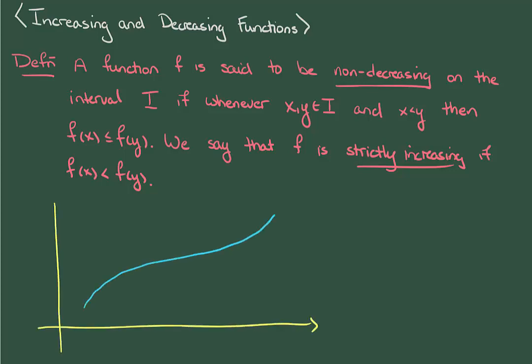Graphically, this is fairly intuitive. Strictly increasing functions are getting bigger as our values get bigger. Non-decreasing functions are the same, except they're allowed to flatten out as long as they don't go downwards.